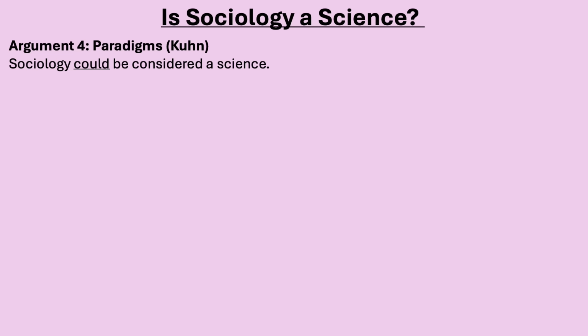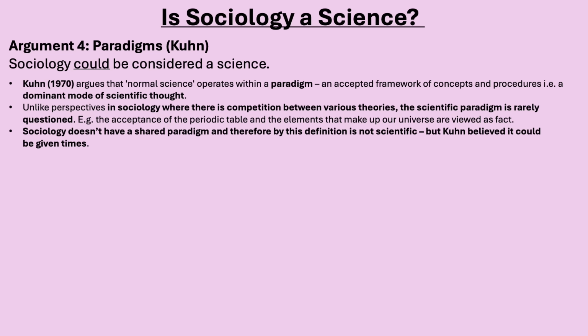Argument number 4, we have paradigms, which is Kuhn, I believe that's how it's said. Sociology could be considered a science. Kuhn argues that normal science operates within a paradigm, an accepted framework of concepts and procedures, i.e., a dominant mode of scientific thought. Unlike perspectives in sociology where there is competition between various theories, the scientific paradigm is rarely questioned. So, for example, the acceptance of the periodic table and the elements that make up our universe is viewed as fact. Scientists aren't going around going, actually, I disagree with you.